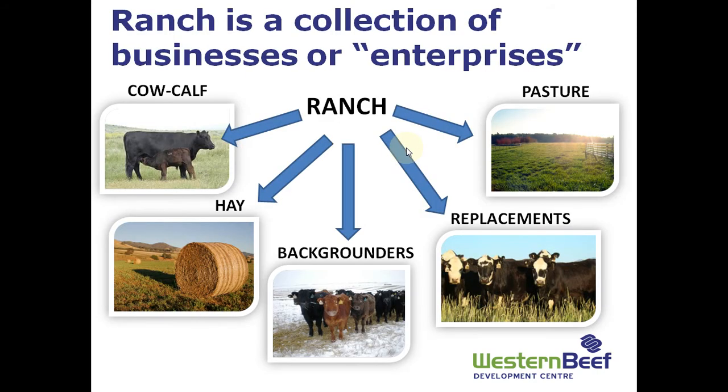So recall, the ranch is a collection of businesses or enterprises, and so here is a ranch that has a cow-calf business, but it also keeps back calves for backgrounding. It keeps its own heifers for replacements, and once those heifers are confirmed pregnant, they'll return back to the cow-calf enterprise as bred females. They own grazing land and own hay land to make hay to feed back to their livestock. So this ranch has 5 enterprises, and cost of production can be calculated for each of those enterprises.